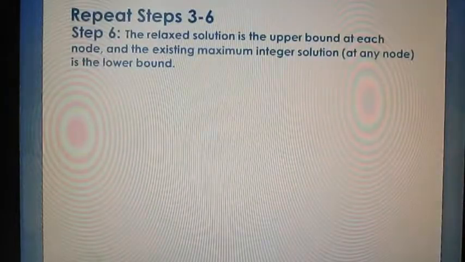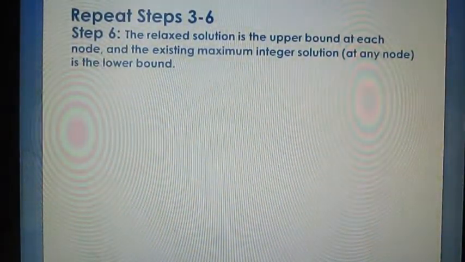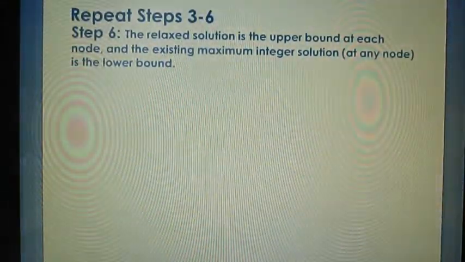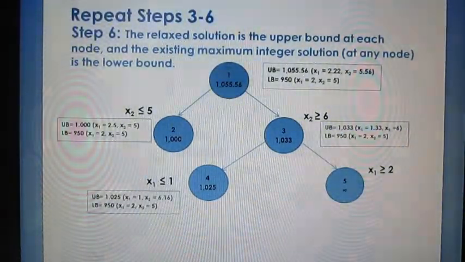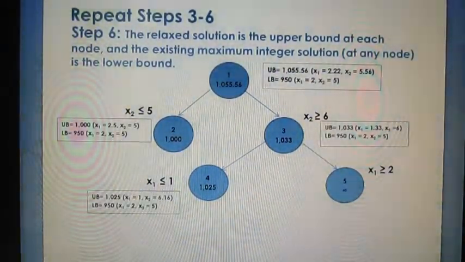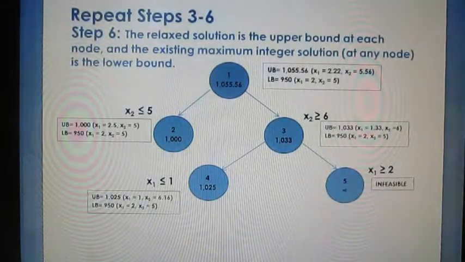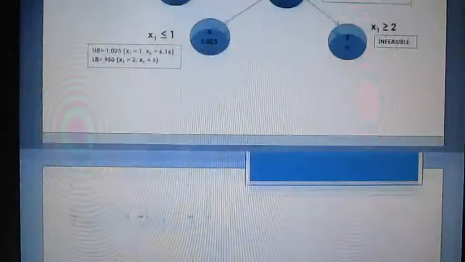The relaxed solution is the upper bound at each node and the existing maximum integer solution is the lower bound. So, yung nodes natin kanina na 4 and 5, lalagyan natin siya ng lower and upper bound. So, yung node 4, yung upper bound niya ay 1,025, tas yung lower bound niya 950 pa rin. Tas yung variables ng upper bound, x sub 1 equals 1, tas yung x sub 2, 6.16. Tapos, yung node 5, dahil wala nga solution, infeasible siya.